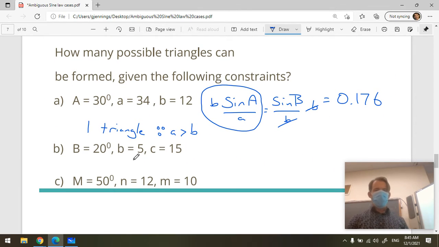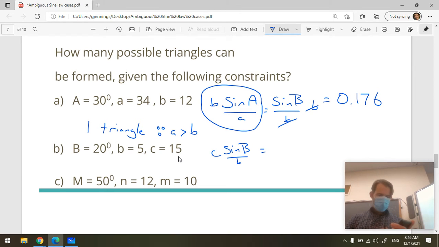Down here, B is 20 degrees, B is 5, and C is 15. So here we've changed our letters. We don't have A and B anymore, but we apply the same ideas. So there you would take sine big B over B, multiply by C, and find out what is that. That's going to give you the value of sine C that's required to solve this type of problem.